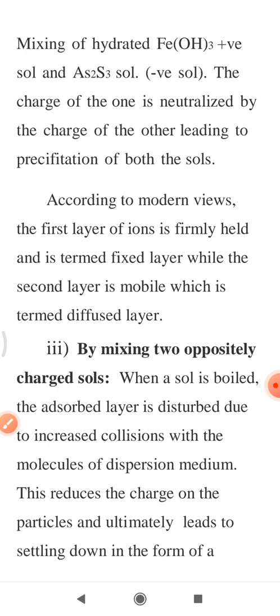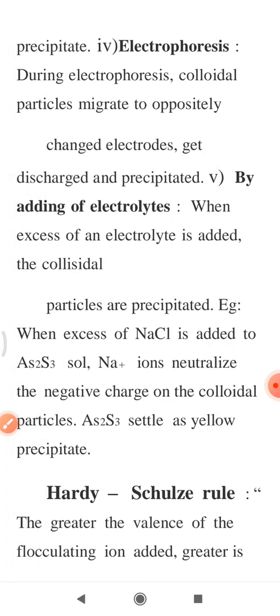So, when a sol is boiled, the adsorbed layer will get disturbed. There will be an increase in the collision of particles in the dispersion medium. So what it will do? It will reduce the charge on the particle. Ultimately, they will settle down to form a precipitate.